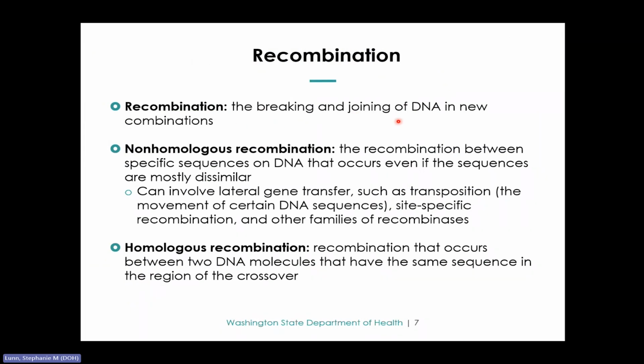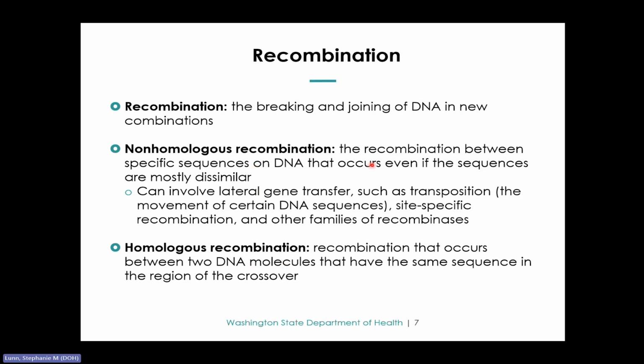Recombination is the breaking and joining of DNA in new combinations. It is the physical exchange of DNA between genetic elements or structures that carry genetic information. Recombination is often categorized as an evolutionary mechanism, and just about all living organisms possess mechanisms for recombination. Recombination introduces new genetic variation, heritable diversity that can be passed on in a population. So for the purpose of this lecture, I distinguish between two general types of recombination, non-homologous recombination and homologous recombination.